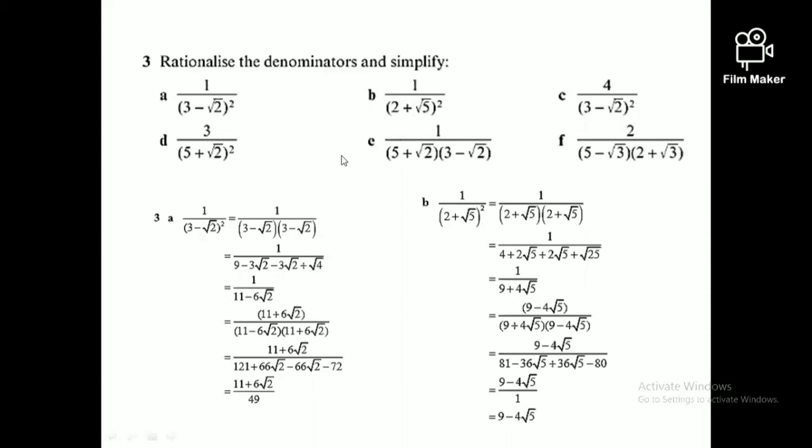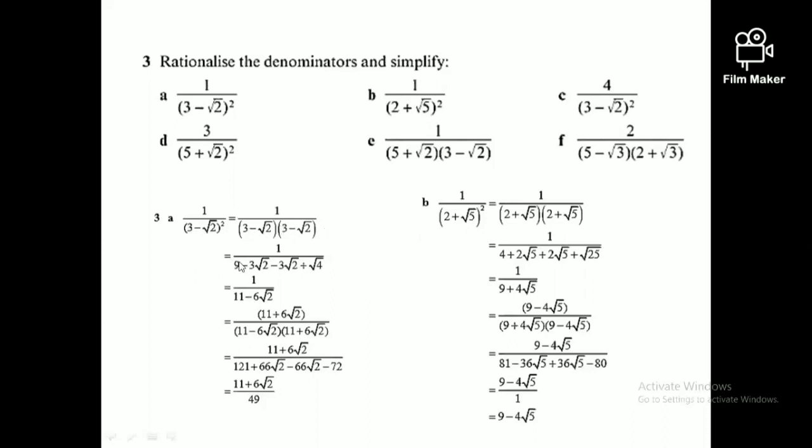Right. The next extension is rationalize the denominators and simplify. This is the situation where a square comes in the denominator. 1 over (3 minus root 2) squared. When you have a square, what you need to do first is the simplification of the denominator. (3 minus root 2) squared is (3 minus root 2) times (3 minus root 2). Let's see what the final answer is.